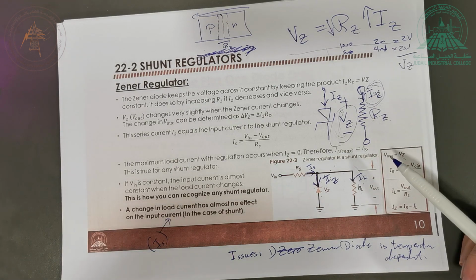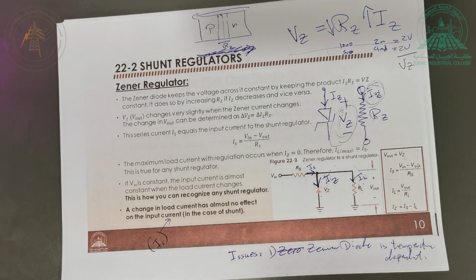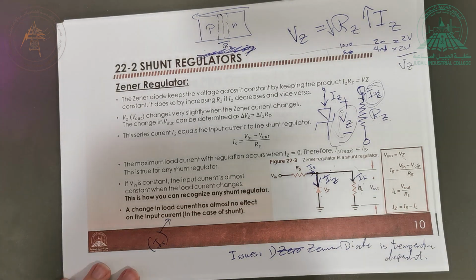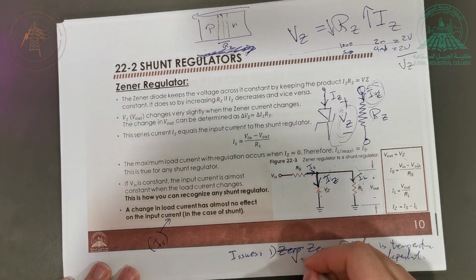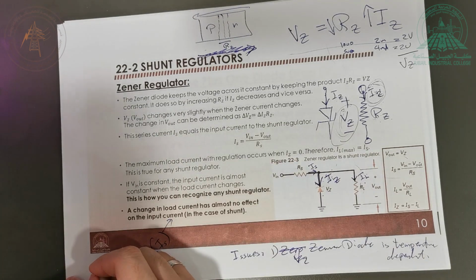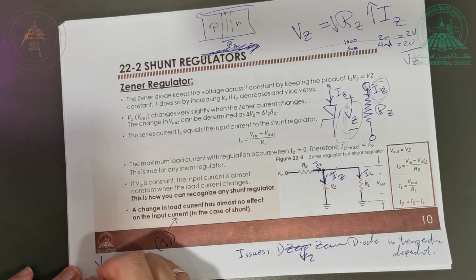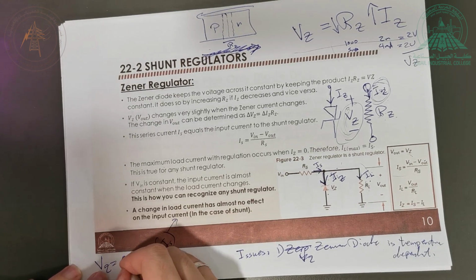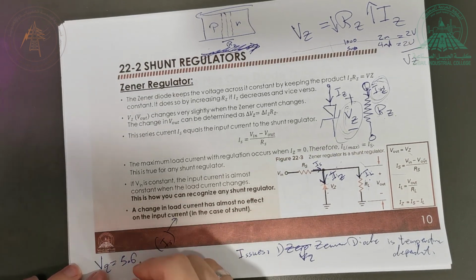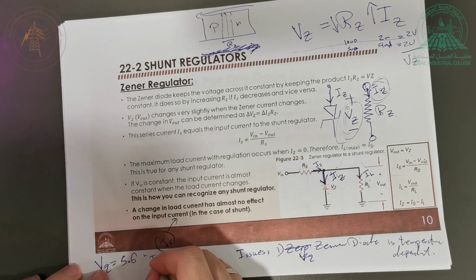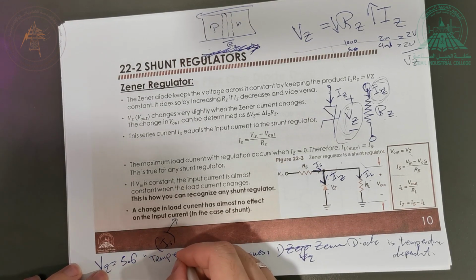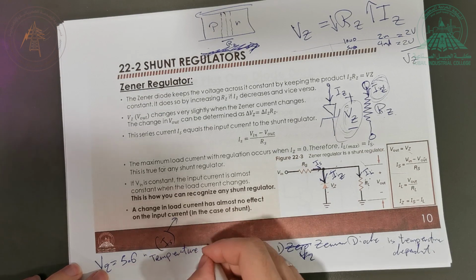Okay? So remember from our previous discussion, we said that the minimum temperature dependent point is when I make Vz equal to between 5.6 and 6. These are the temperature independent points.